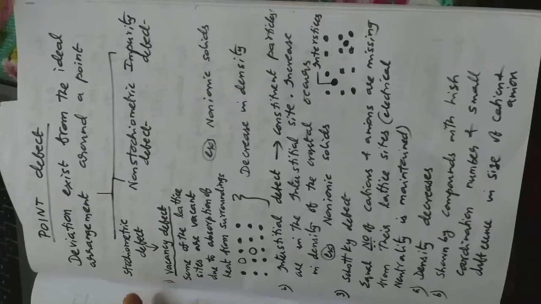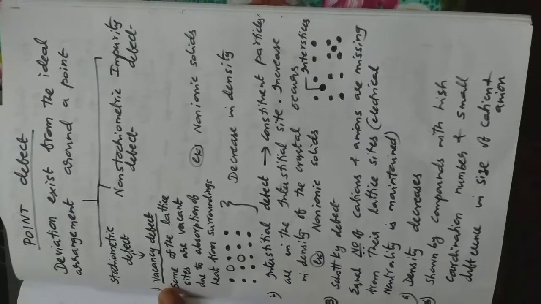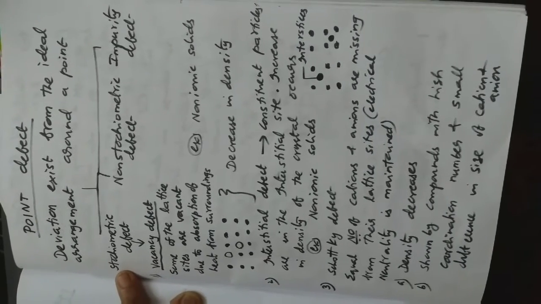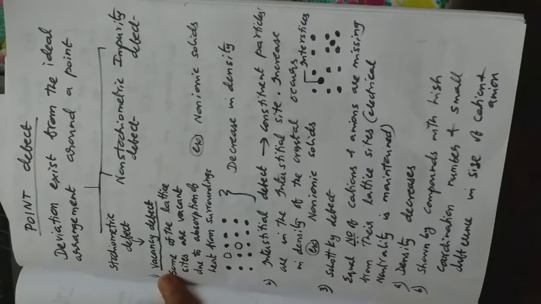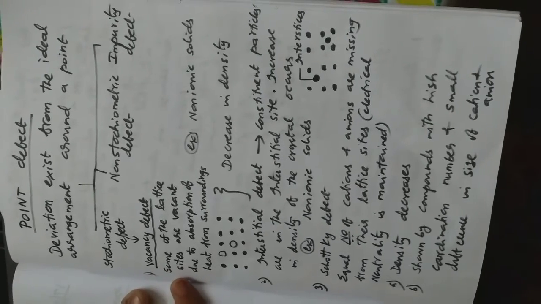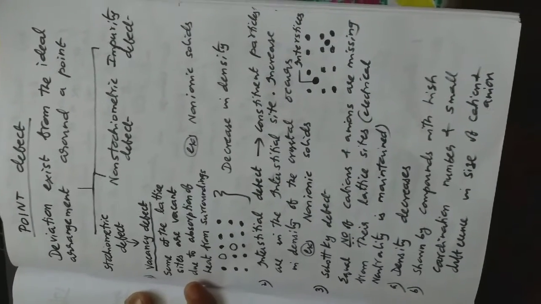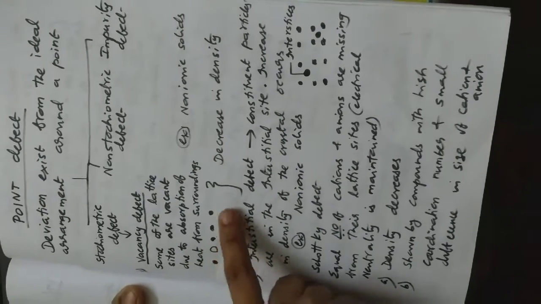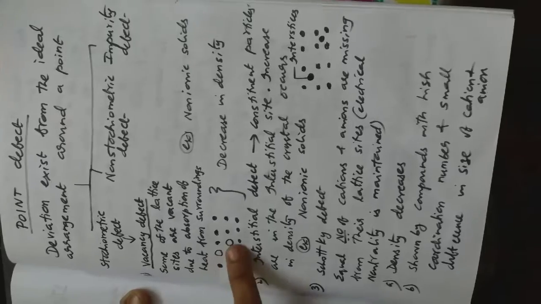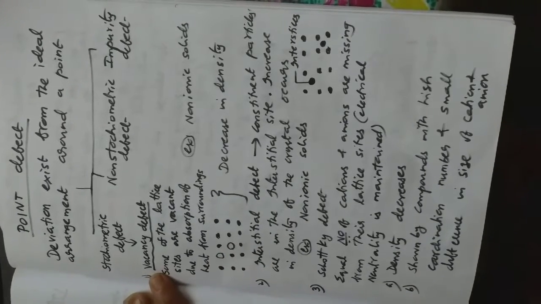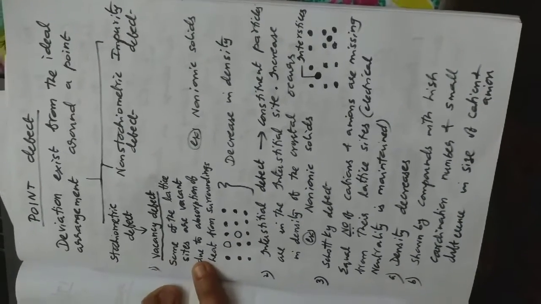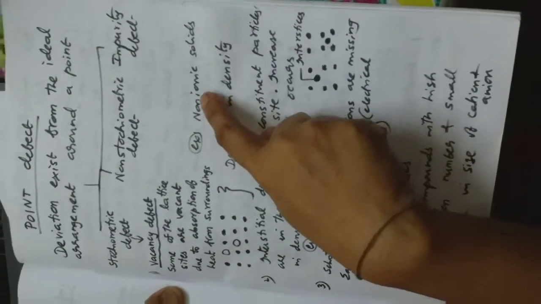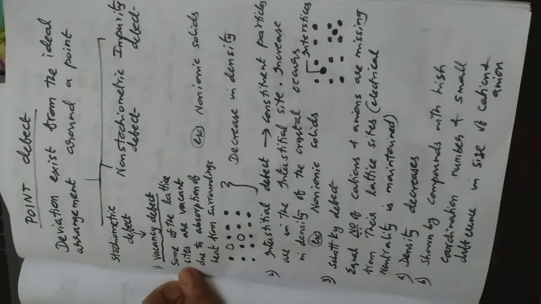Stoichiometric defect, again, four types are there. Number one is vacancy defect. Stoichiometric defect means the defect will not disturb the stoichiometry of the compound. Number one is vacancy defect. Some of the lattice sites are vacant due to the absorption of heat from the surroundings. Example, see, this is the arrangement of constituent particles. In that, here and there vacancies are there. This defect we call vacancy defect. The other name is thermodynamic defect. And because of the defect, there is a decrease in the density of the crystal.